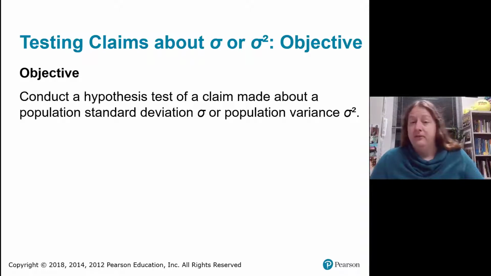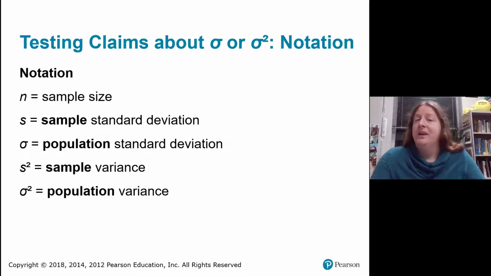So again, our formal objective is to conduct a hypothesis test of a claim about a population standard deviation or population variance. And our notation has not changed from when we first saw this stuff. So we have n for sample size, we have s as our sample standard deviation, we have sigma as our population standard deviation, s squared for our sample variance, and sigma squared for our population variance.